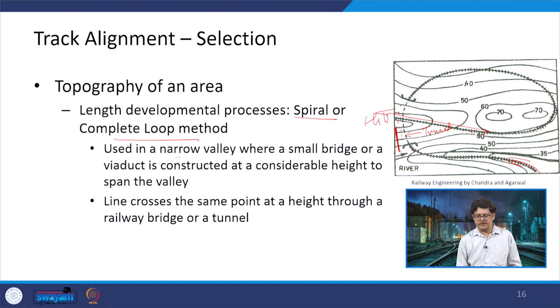This is used in narrow valleys where a small bridge or a viaduct is constructed at a considerable height to span the valley, or the line crosses the same point at a height through a railway bridge or a tunnel. Any of these can be there.